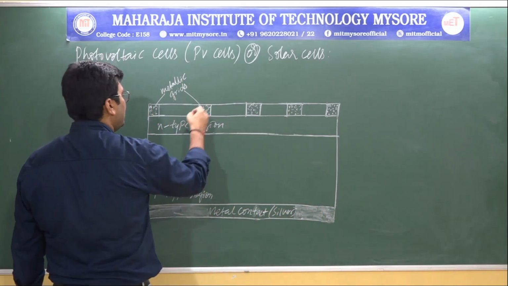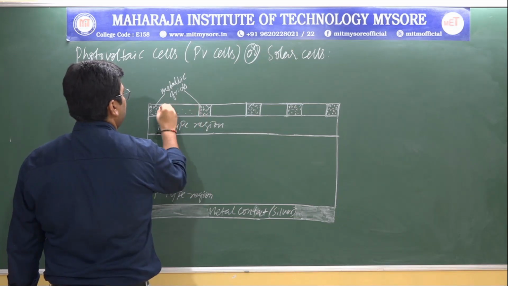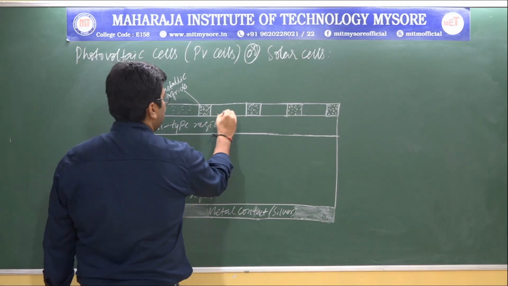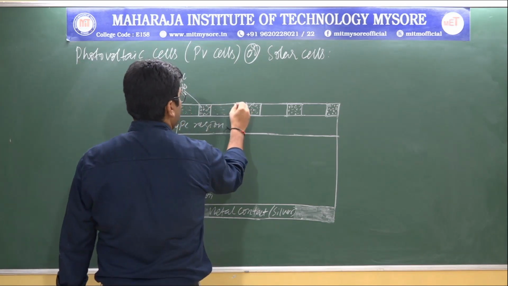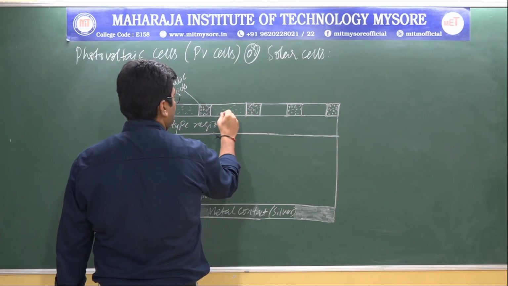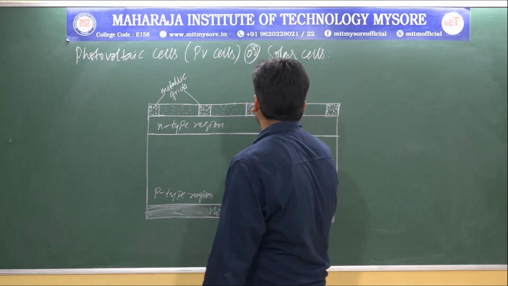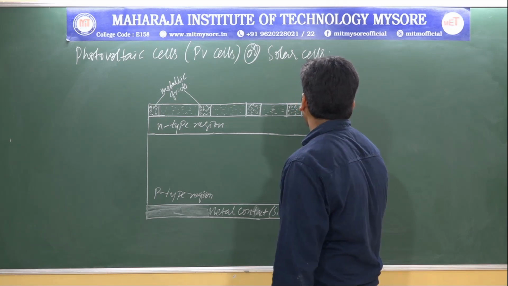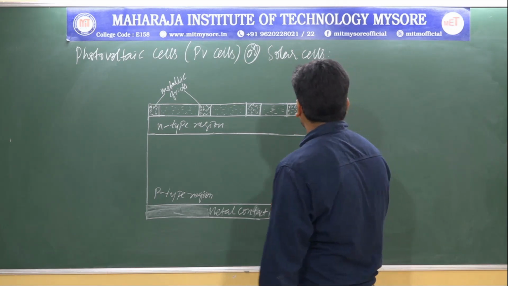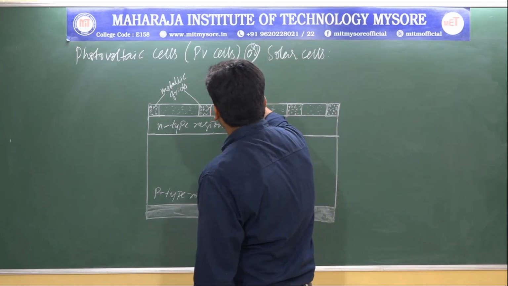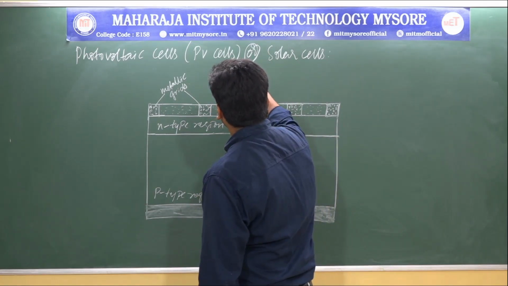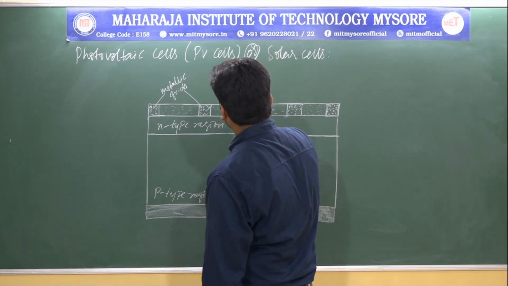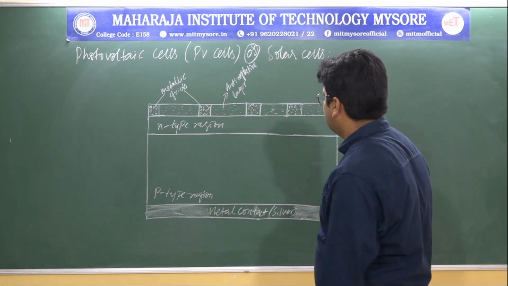The gap between the grid lines is coated with an anti-reflective layer, that is silicon nitride. Because silicon has a very high refractive index, in order to reduce reflection we put an anti-reflective layer in between the grid lines. So an anti-reflective layer such as silicon nitride is coated.